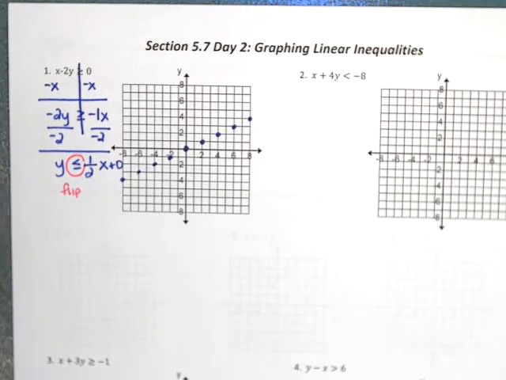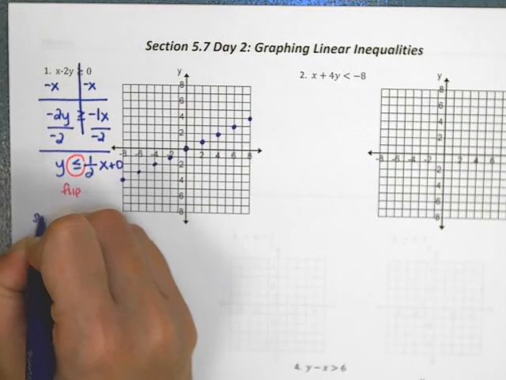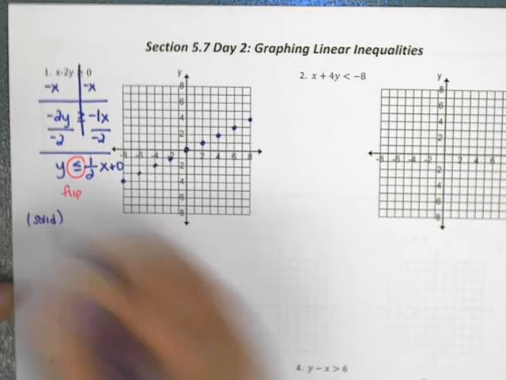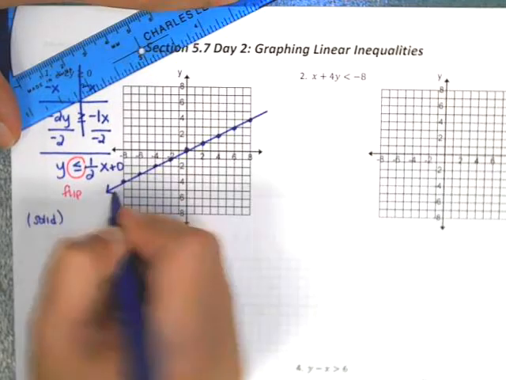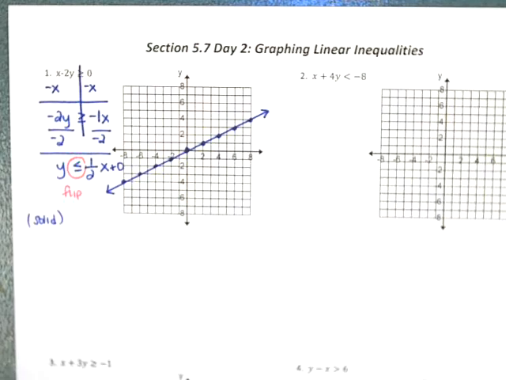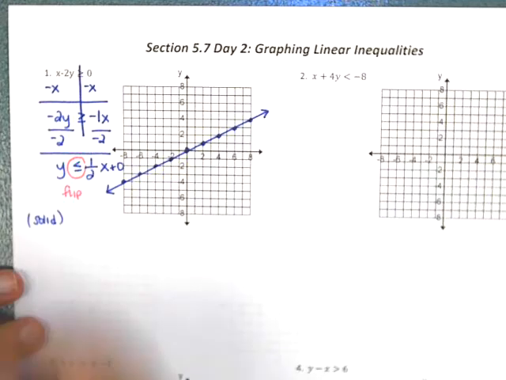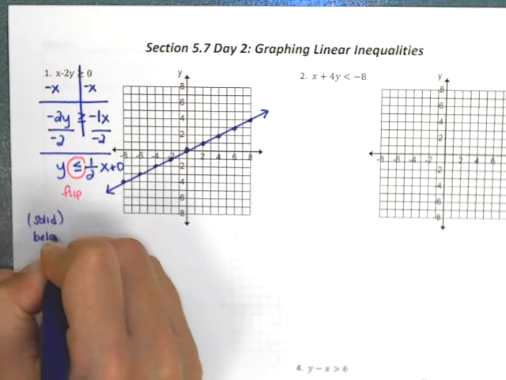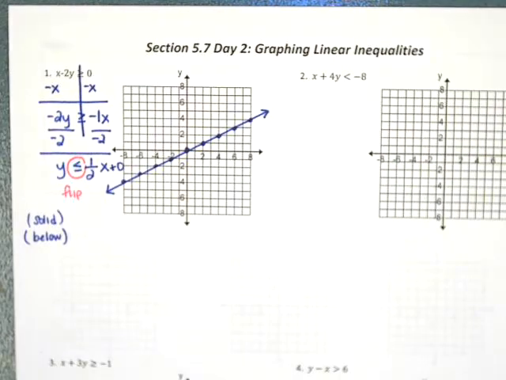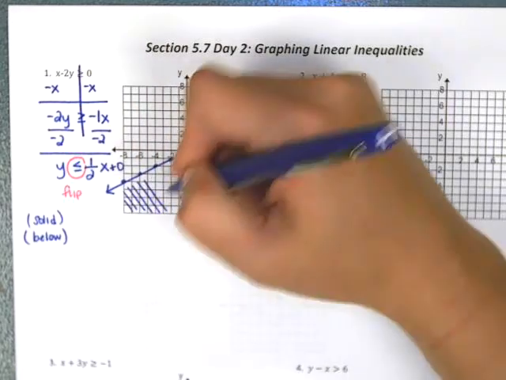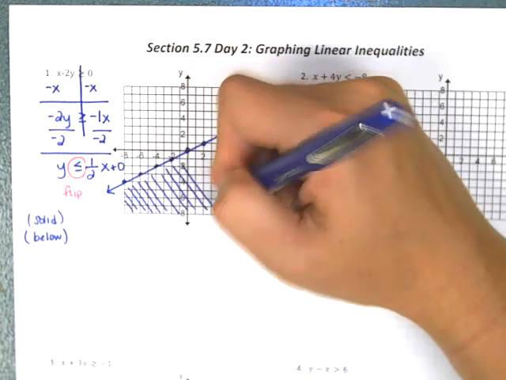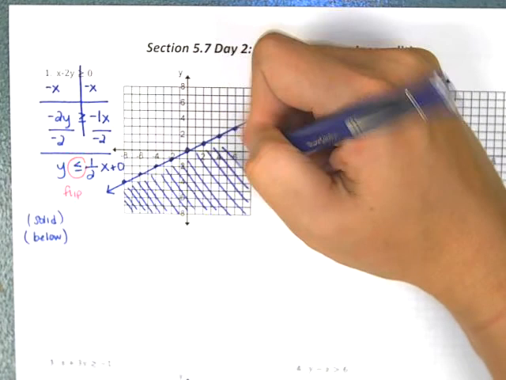Now I need to decide, should I use a solid line or a dotted line? I'm going to use a solid line because I do have an equal to symbol, which basically just means I'm going to draw a normal line. Last, I need to decide to shade above or below the line. I'm going to shade below because there's a less than symbol. So in other words, below the mountain, below the hill, below the ramp, however you want to think about it, underneath would be this part of the graph.